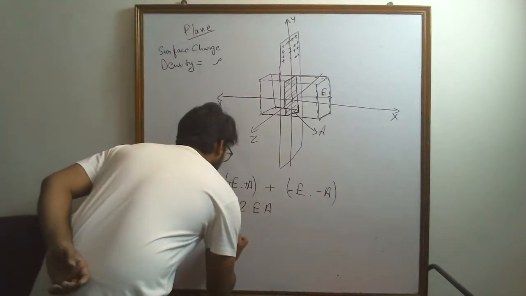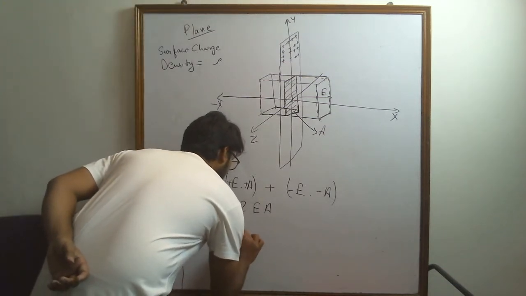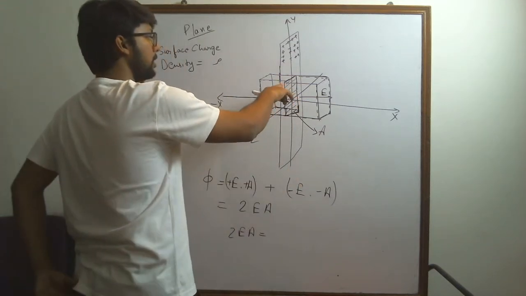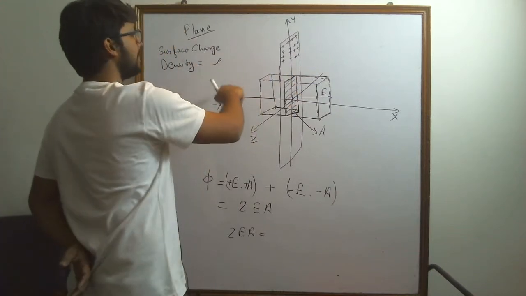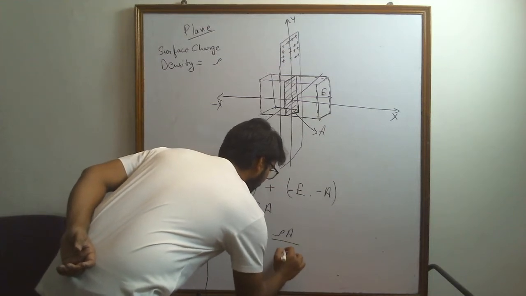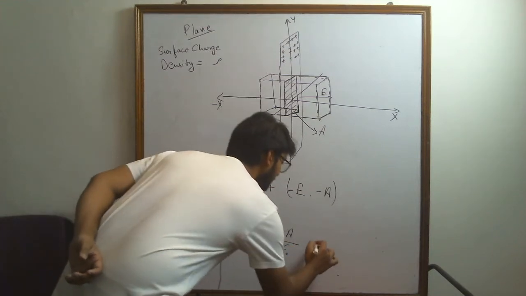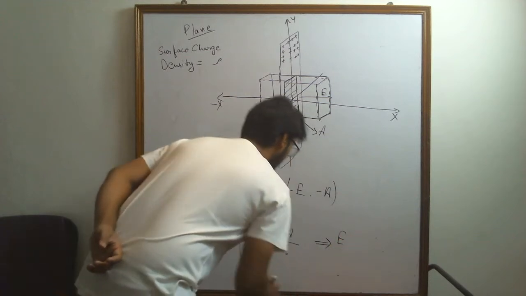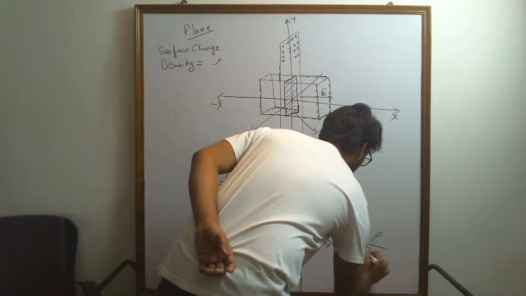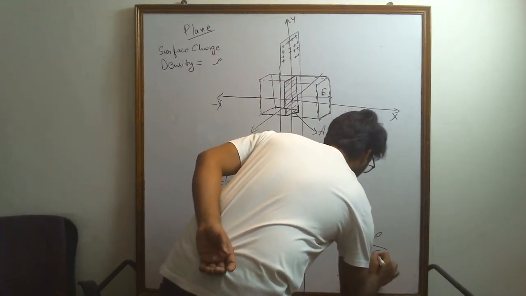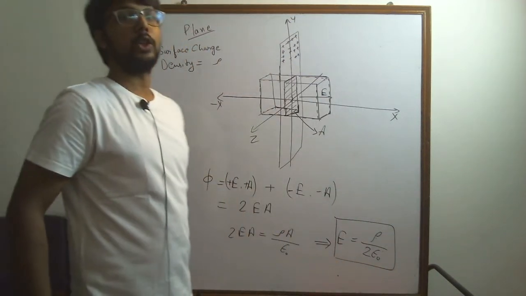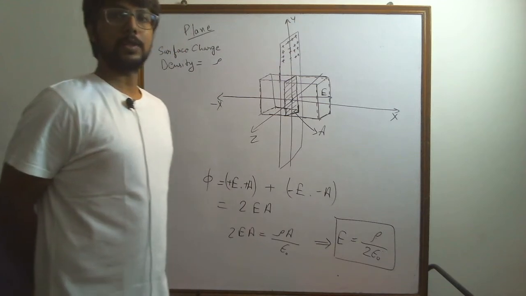This total flux will be equal to the charge that is enclosed in it. How much is the charge enclosed? The surface charge density into the area. So it will be sigma A upon epsilon naught. This gives me the electric field E, A and A get cancelled, and I will be left with sigma over 2 epsilon naught as my electric field by a uniformly charged plane surface.